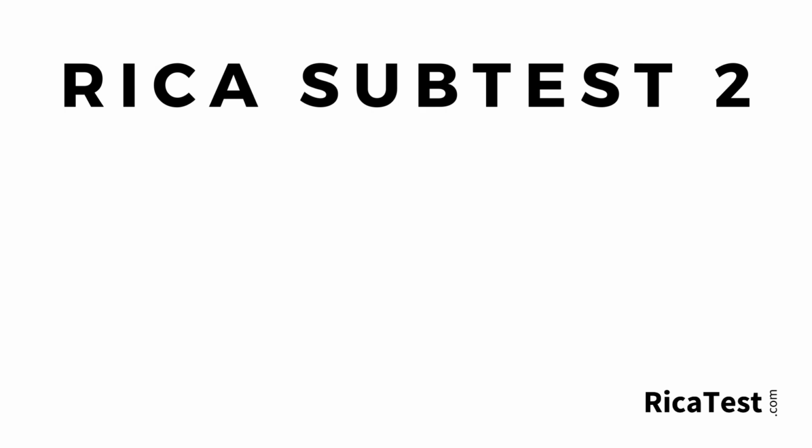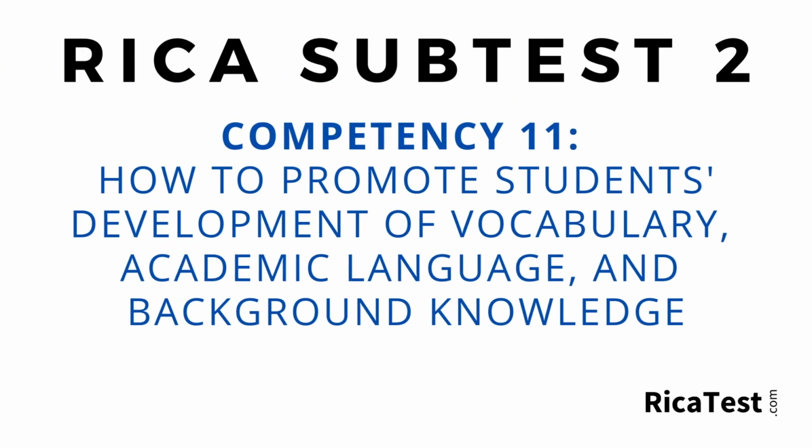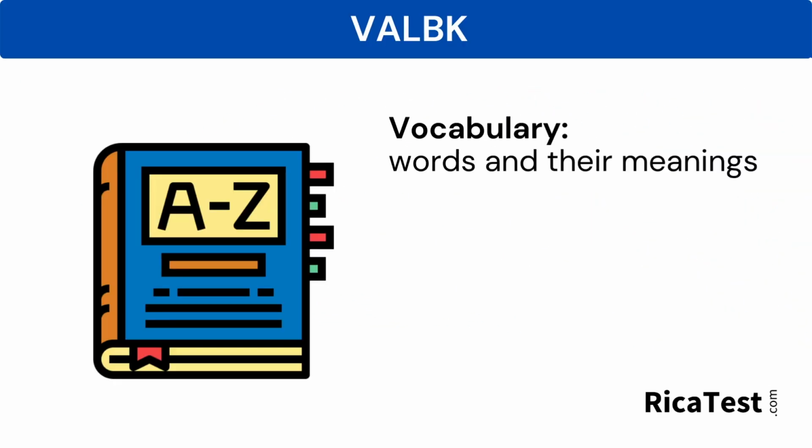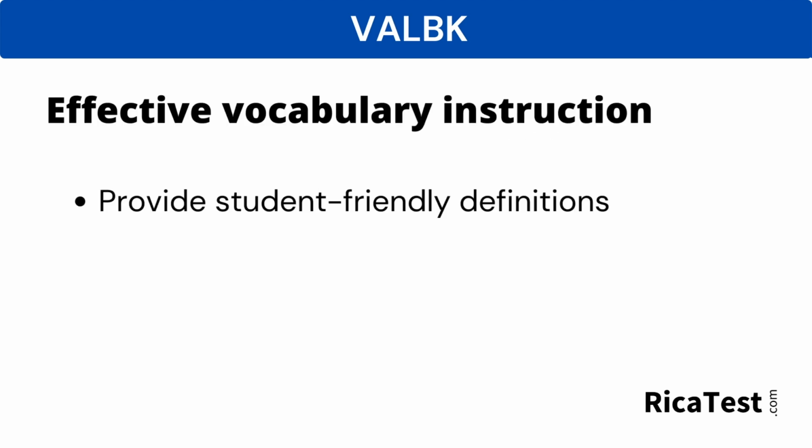In this lesson, you will learn everything you need to know about competency number 11, which is how to promote students' development of vocabulary, academic language, and background knowledge. Vocabulary includes words and their meaning. Additionally, effective vocabulary instruction includes these key parts.